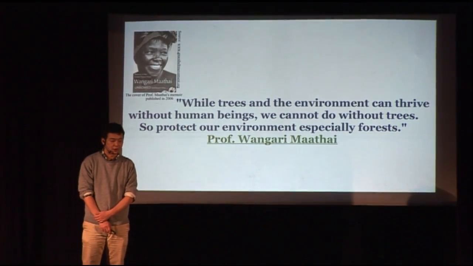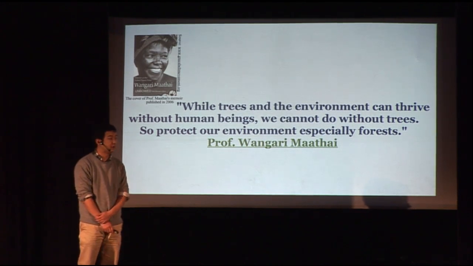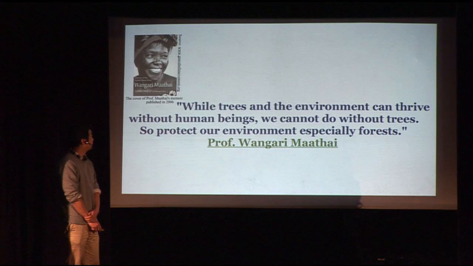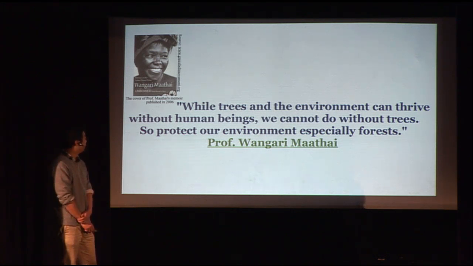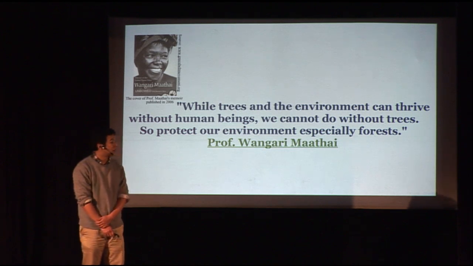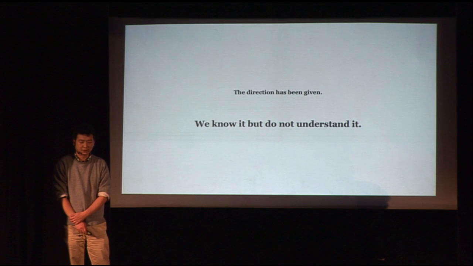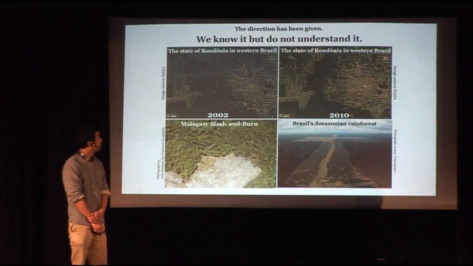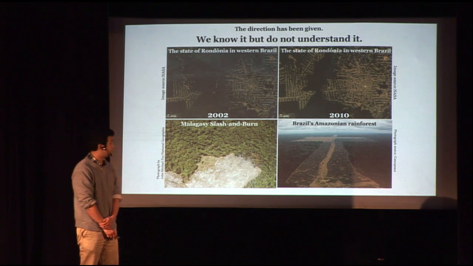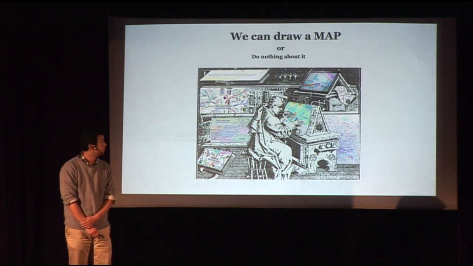Professor Marty once gave us a very clear depiction of where we are located in this relationship. She said, while trees and the environment can thrive without human beings, we cannot do without trees. So protect the trees, especially the forest. I think she gave us the right direction, and I think we know the direction, but I don't think we understand it. These are the evidence why I think we do not understand, and I think we're pretty lost. So I think it's about time that we create a map. But how?